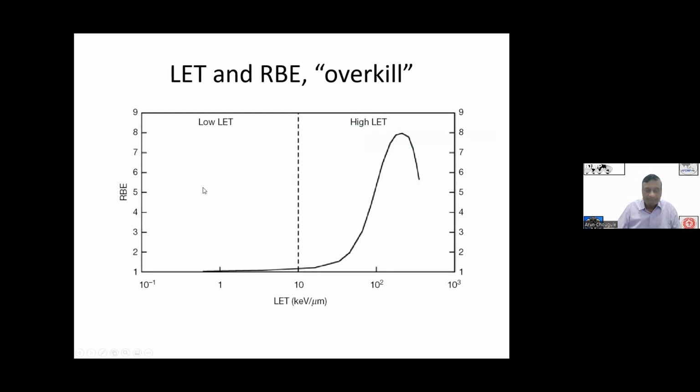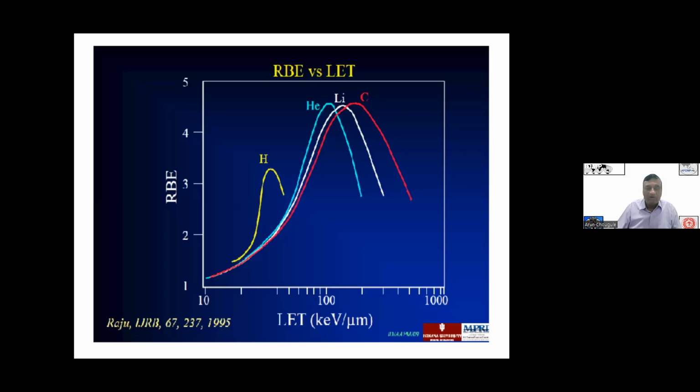And you see here, as LET, in keV per micrometer, increases, the RBE increases and it approaches 3, 4, 5, 6, and then again overkill. So that is the maximum optimum we can go to as LET increases. So with high LET radiation, we have high RBE. And here you can see with protons, with helium, with these carbon particles, how much RBE you can get, of the order of 4 to 5 with this.